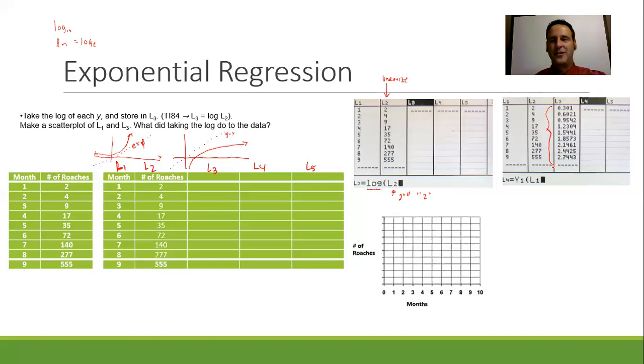And then here's what I want you to do. Once you see all these in here, again, assuming you did these right, I want you to graph 2 of these lists. So I'm going to have you graph your X's and basically your log of Y's. I left this chart down here. This is a graph. Months, which are your X's, this is your L1. And I put number of roaches. I don't want that. I want the log of the number of roaches. So this will be your L3.